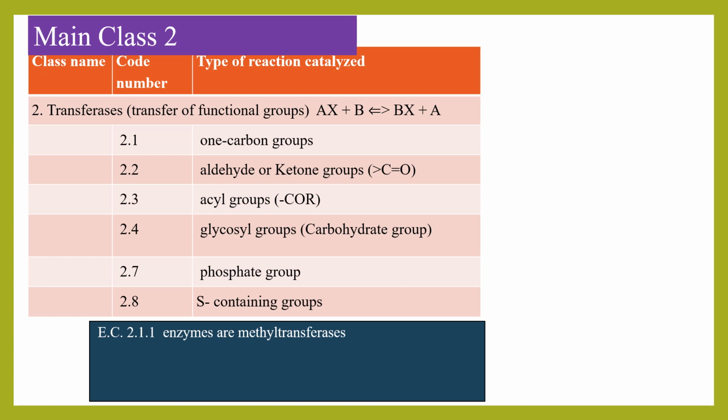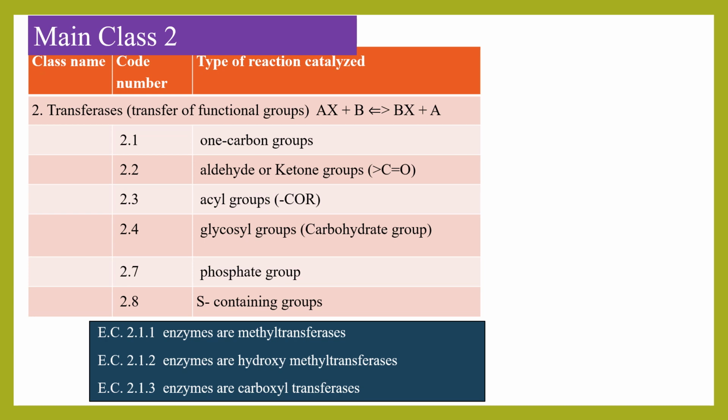We also have subclasses here. Enzyme commission number 2.1.1 indicates that the enzymes are methyl transferases, that is, they are involved in the transfer of 1 carbon group, and the 1 carbon group being transferred is the methyl group. Then we have 2.1.2 indicating that the enzymes are hydroxymethyl transferases. Then we have 2.1.3 indicating that the enzymes are carboxyl transferases.